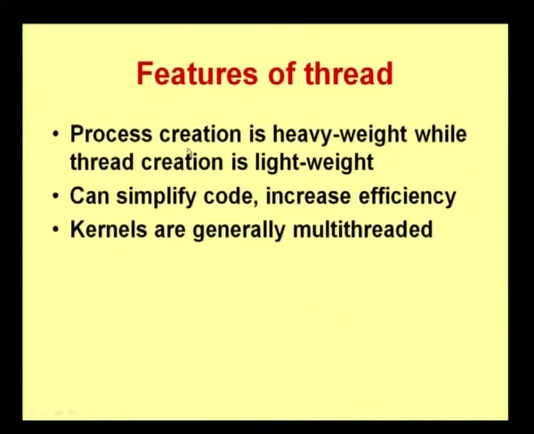And regarding process creation, as I said, a process is heavyweight, whereas a thread is lightweight. The thread is used to simplify code and increase the efficiency level, whereas kernels are generally multi-threaded. What is a kernel? I said in the previous session itself, a kernel is the nucleus of an operating system. I gave you an example with respect to a coconut, wherein when you break open the coconut, you have an inner white region inside the shell. That white region, you call it a kernel.